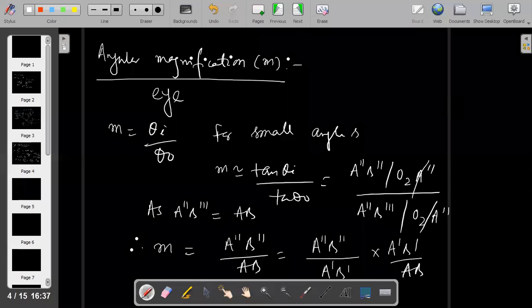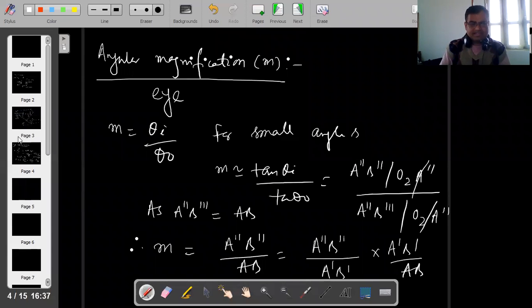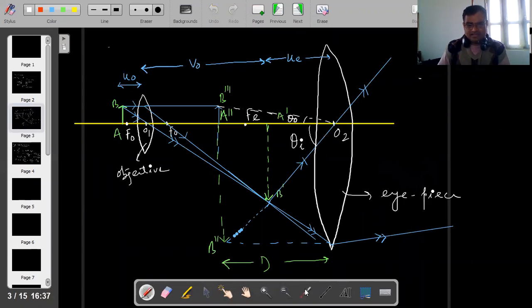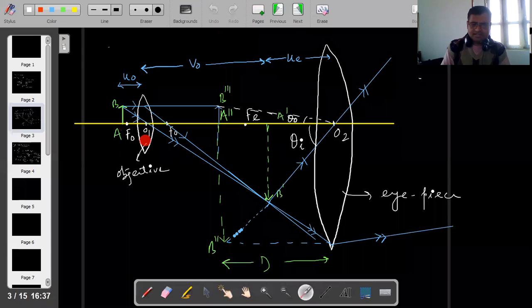You see this? A double dash B double dash by A dash B dash means magnification. Whose magnification is this one? Eyepiece magnification. Now A dash B dash by AB is also magnification. Whose magnification is this one? Objective magnification. For the eyepiece, A dash B dash is the object and this is the image. For the objective, A dash B dash is the image and AB is the object. Are you clear on this or not?